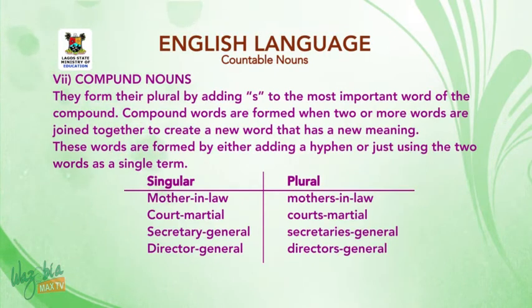Seven, compound nouns. They form their plural by adding S to the most important word of the compound. Compound nouns are formed when two or more words are joined together to create a new word that has a new meaning. These words are formed by either adding a hyphen or just using the two words as a single term.